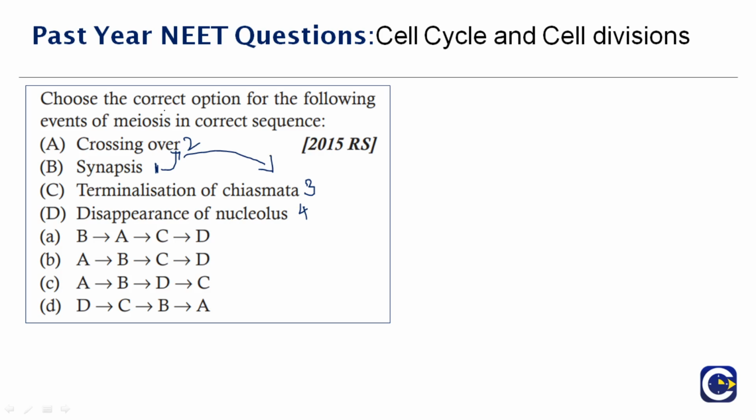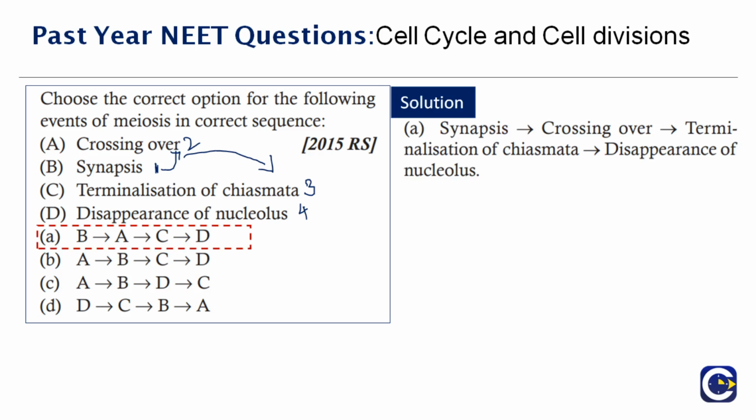Okay, so this is the order. Already we discussed what is synapsis, what is crossing over. And chiasmata also we have discussed in the earlier parts. So this is the order that we follow. Therefore, the correct answer to this question is option A, B, A, C, T.